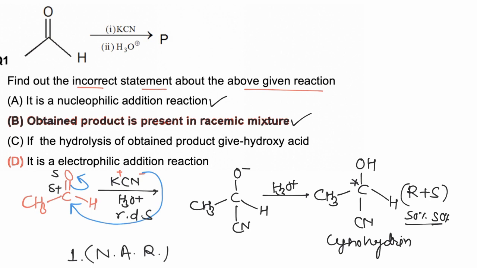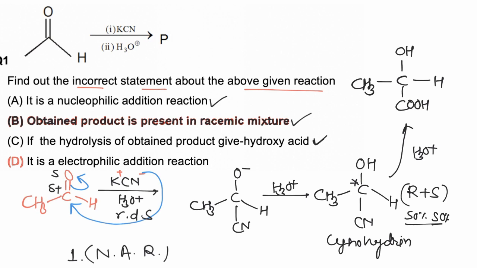also correct. Now the third option: hydrolysis of the product gives a hydroxy acid. Yes, if this is further hydrolyzed, the CH3CHOH is retained and the cyanide will be hydrolyzed to acid. So an alpha hydroxy acid is formed as a product. So this statement is also correct. But the fourth statement is not correct. This is a nucleophilic addition reaction rather than an electrophilic addition reaction, and hence the correct answer is D.